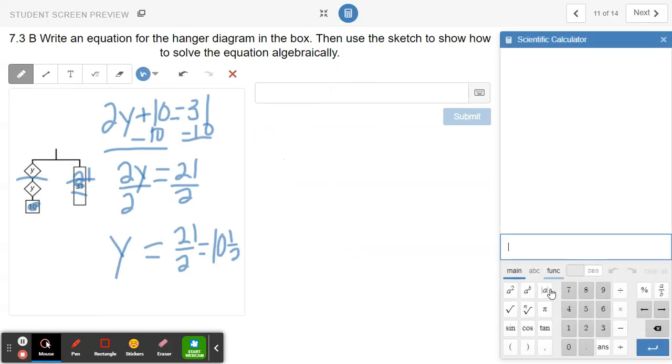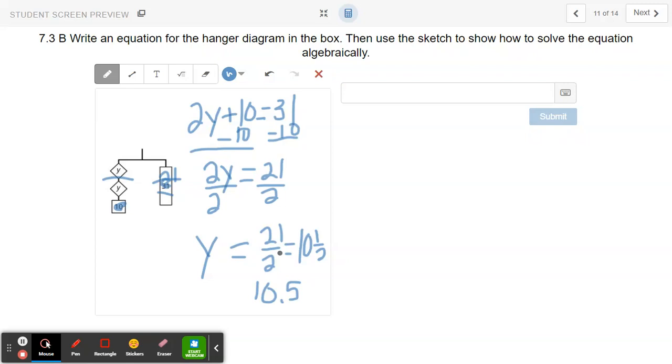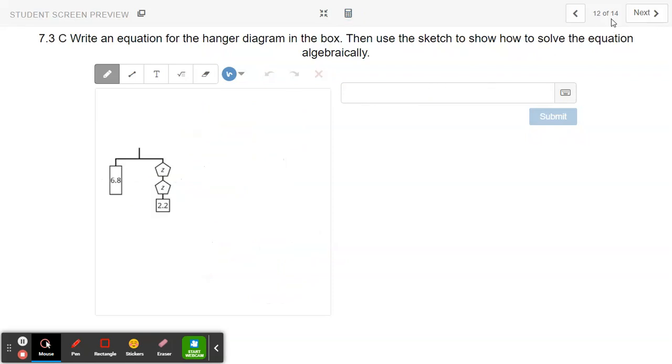Or if you wanted to use your calculator, it's 21 divided by 2. And it equals 10.5, which is also the same thing as 10 and a half, right? So lots of ways that you can do this. Okay, make sure you're putting your equation work in here. The 2y plus 10 is 31.